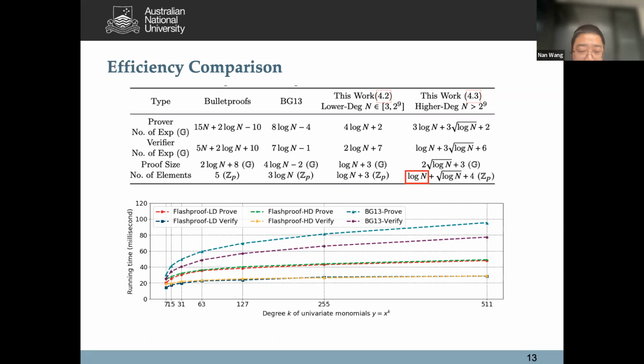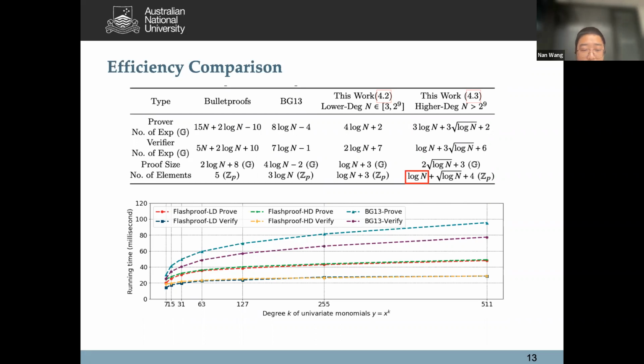The line chart graphically shows a running time comparison between BG13 and our arguments. We can see that our arguments present non-trivial improvement. And I will also point out that our higher degree arguments enable a significant asymptotic improvement in efficiency of communication and verification from O(log n) to O(square root of log n), when multiple arguments satisfying different polynomial relations and sharing the same inputs are aggregated.